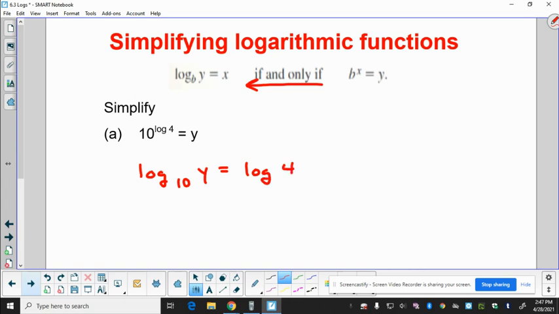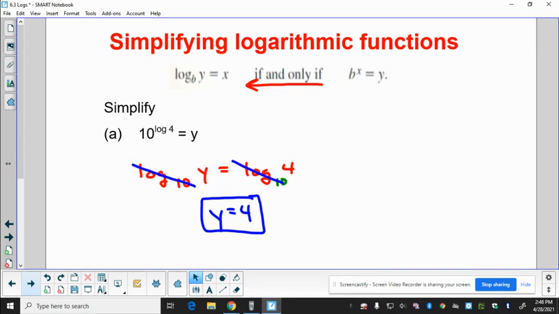Now I want to point something out. This is what's called a common logarithm over here. It is a base of 10. So we can use our logarithm property of equality. If you have the same logarithms, then you may cross them out. Now you've got your answer. Okay, so it's very similar to our exponential property of equality.